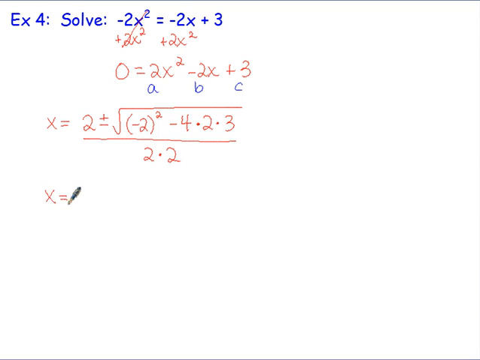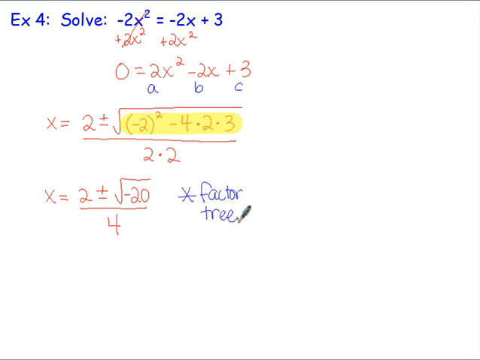Let's do some calculator work. 2 plus or minus square root. Type all of this in your calculator. Parentheses, -2, close parentheses, squared, minus 4 times 2 times 3, and you'll get -20. And then on the bottom, 2 times 2 is 4. Well, this is a negative. That automatically means that we need a factor tree.